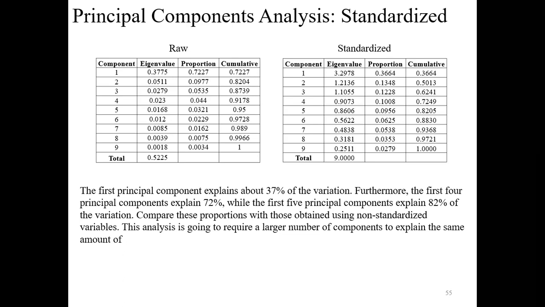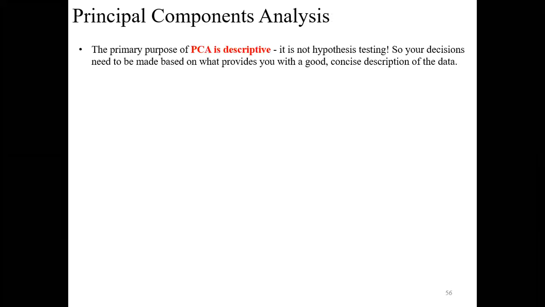This is for that same data set with housing, and I'm not going to go into interpretations. You can go back and read this if you like. So PCA is a descriptive technique. It's not hypothesis testing. So your decisions with respect to, for instance, how many principal components you want to use have to be made on the basis of what provides a good, concise description of the data.